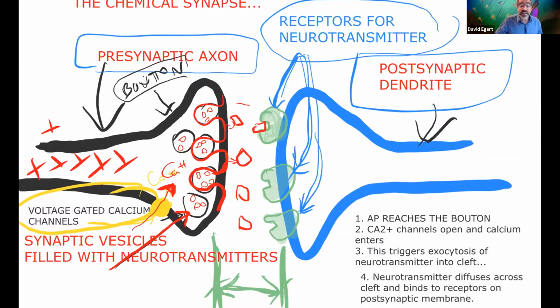What happens next? Gated channels are going to open. Yeah, exactly. This is going to cause ion channels to open in the postsynaptic membrane.